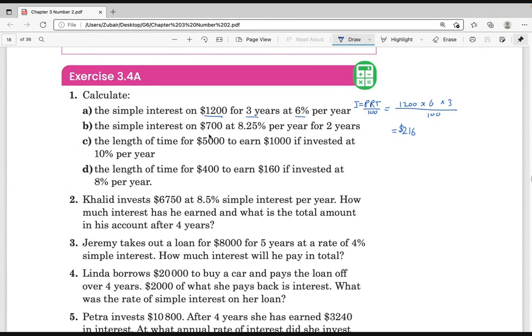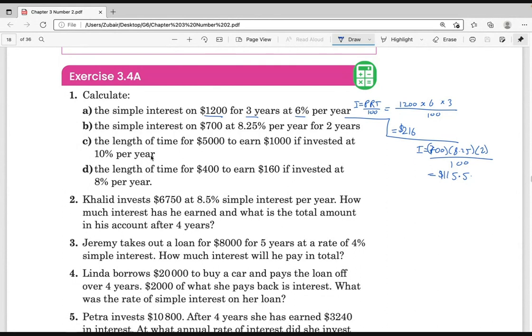Second says the simple interest at 8.25 percent, and the principal and years are all given. So I equals PRT over 100. P times 8.25 R times 2 divided by 100, and we get 115.5 interest.